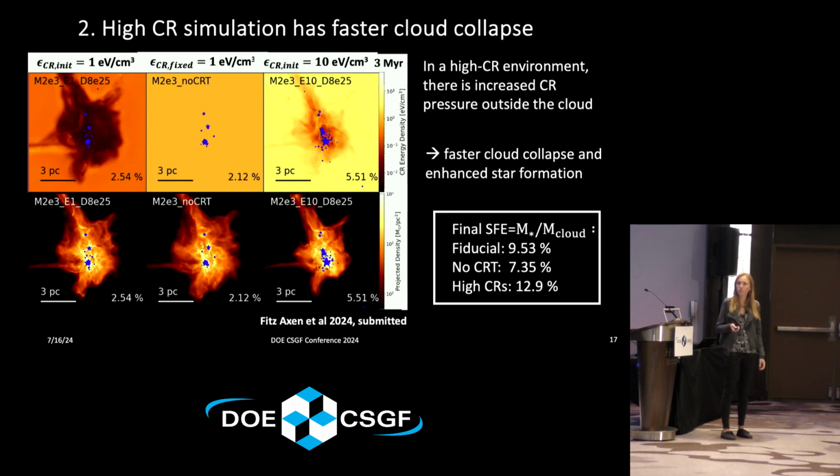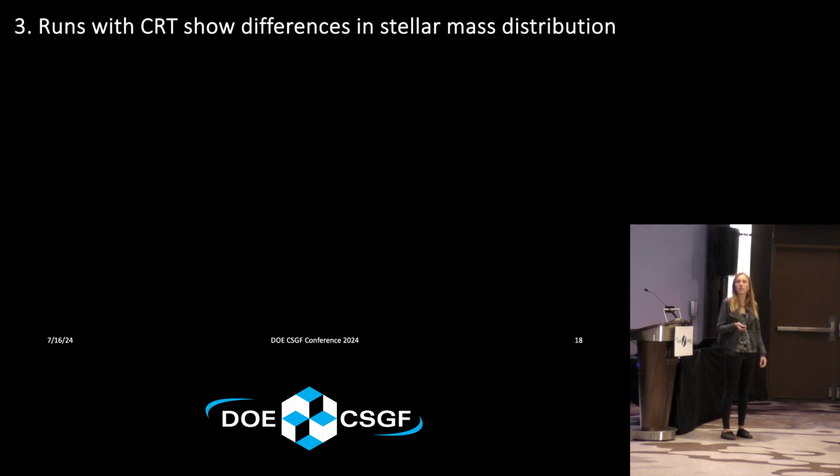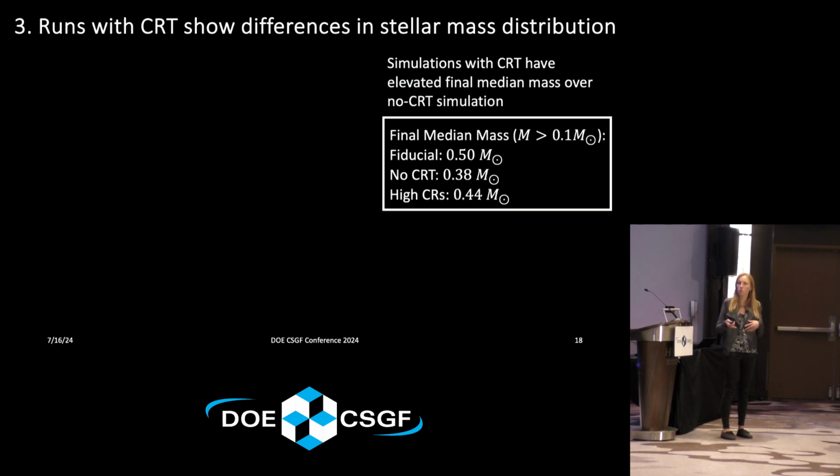And another thing that we like to look at is the mass distribution. And so what we found is that the simulations with cosmic ray transport have an elevated final median mass over our simulation with no cosmic ray transport. In particular, our fiducial simulation had a final median mass of 0.5 solar masses.